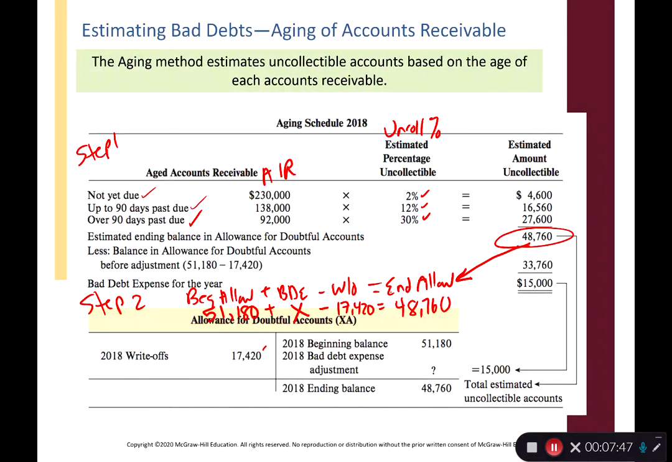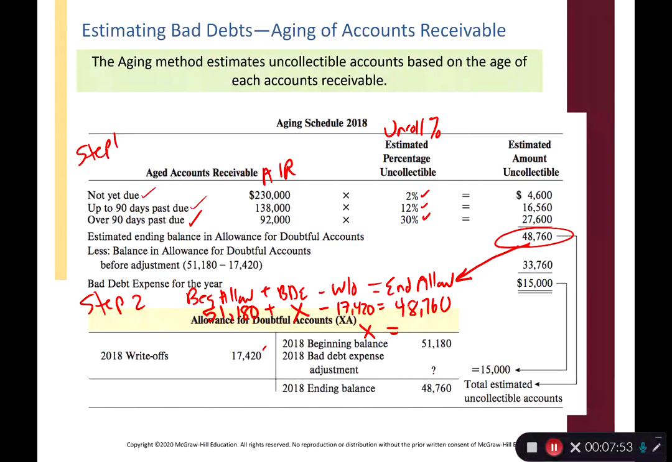And then we're going to use our formula here, do a little algebra, and solve for X, and X would represent our bad debt expense adjustment, which comes out to be 15,000. Now, the book fudged around with the numbers to make sure it came out to the same number. But in reality, using the percentage of sales method and the aging method, we may very well get a different bad debt expense amount, and that's okay. Remember, these are estimates.